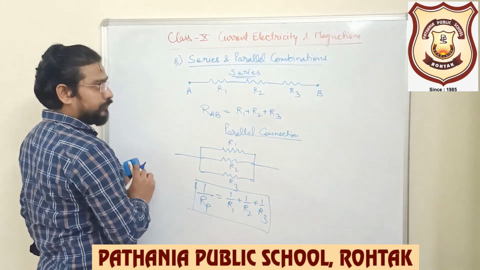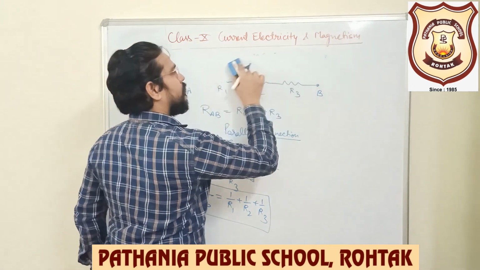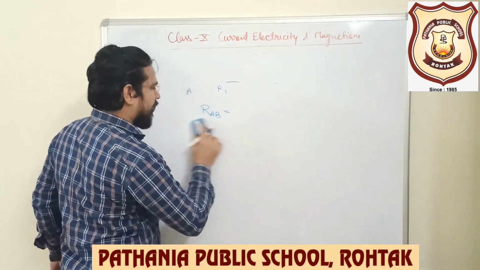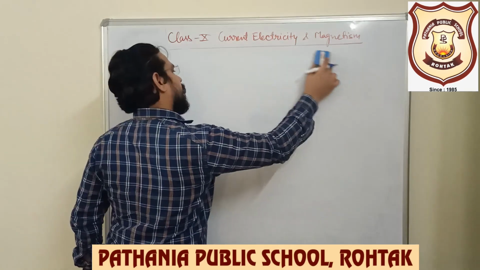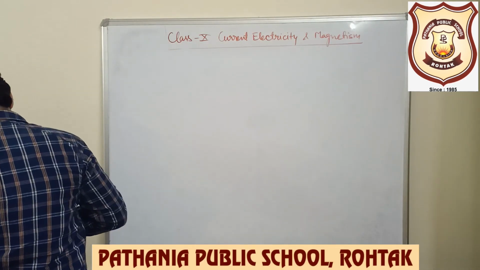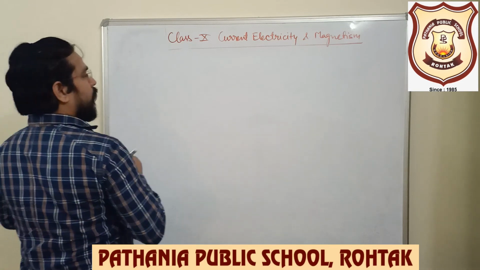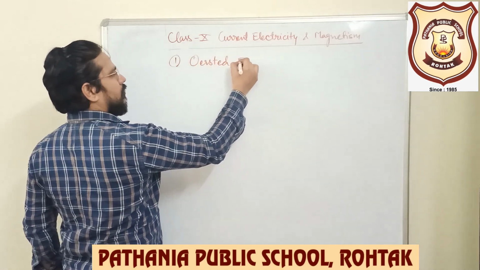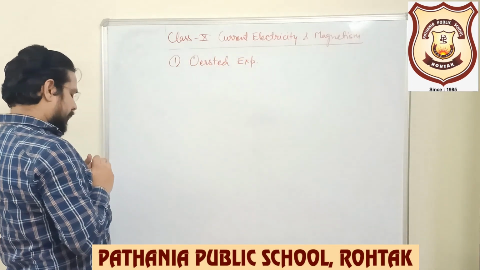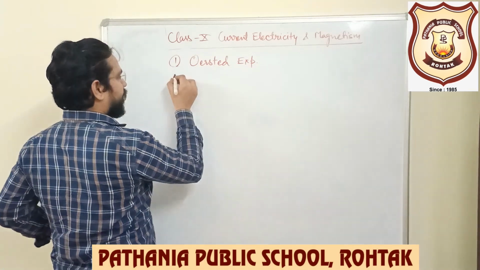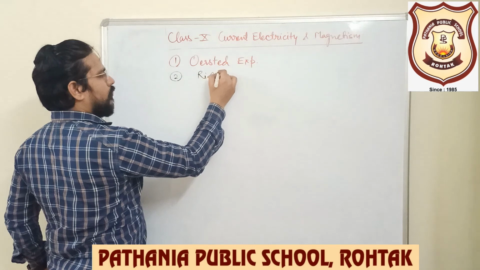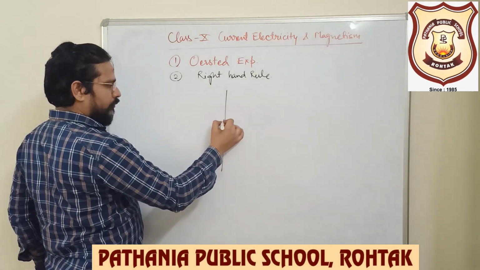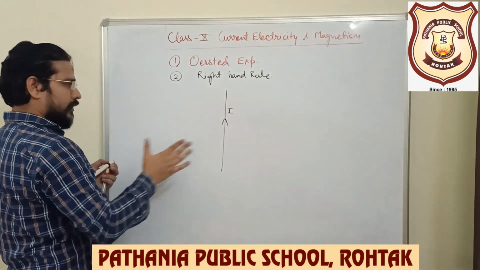So these were the main points of chapter 12, that is current electricity. While in magnetic effects of current, starting from the Oersted experiment, which gives us the relation that a current carrying conductor generates a magnetic field, we have our first important topic, Oersted experiment, giving us the relation between current and magnetic field. Then we have the right hand rule for finding the direction of magnetic field in a given current carrying conductor.